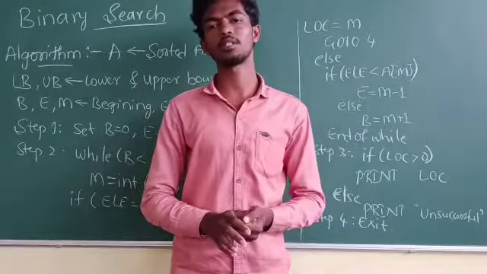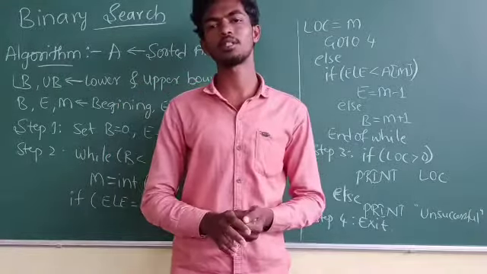But binary search is a method which works on a sorted array. The sorted array may be in ascending order or descending order. In case of integer values or character values, we need a sorted array, either ascending or descending. Ascending order means 1, 2, 3, 4, 5, 6 like that, and descending order means 4, 3, 2, 1 like this.